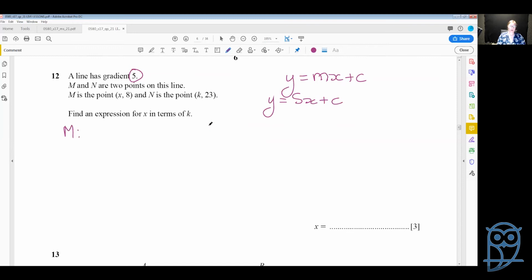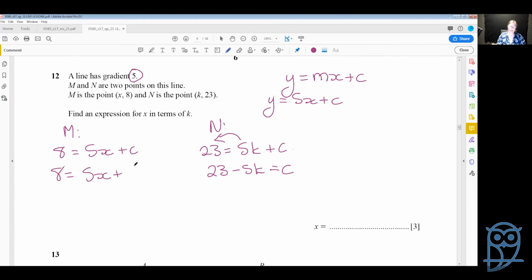Now we have these 2 points. So let's go to m, and we've got n. For m, our y value is 8, and our x value is x. So 8 equals 5x plus c. For n, our y value is 23, and our x value is k. We want to get something along these lines that we can substitute into here. So we want to get the c. So we take this over to that side. So we have 23 minus 5k is our c. Now we can substitute it in here: 8 equals 5x plus this value, which is 23 minus 5k.